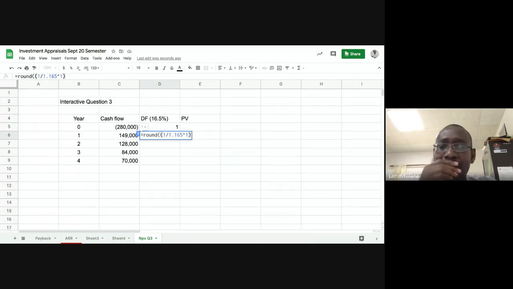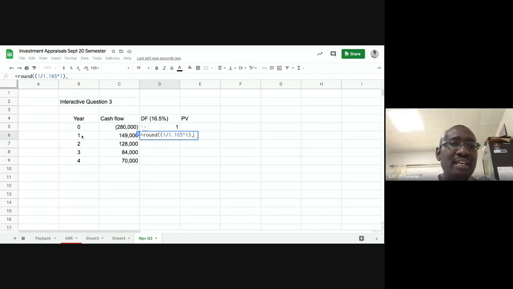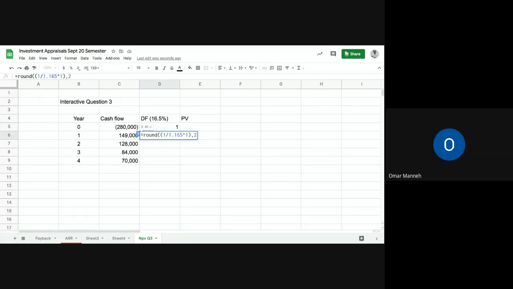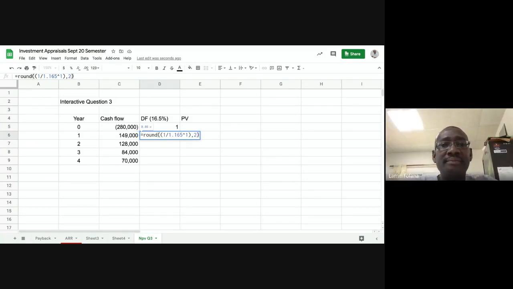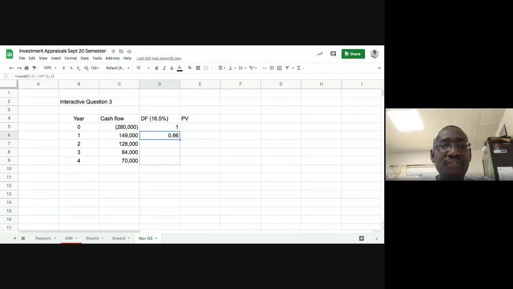Okay, after that, what should I do? Comma, then 2 dp. Look at the year. Is it year 2 or year 1? Oh, sorry. We're taking it to two decimal places, 2 dp. Yeah, you're correct. Now close the bracket, then enter. Correct. So what should I do again, Omar? You replicate. If I replicate, look at what's going to happen. It's going to be the same throughout.